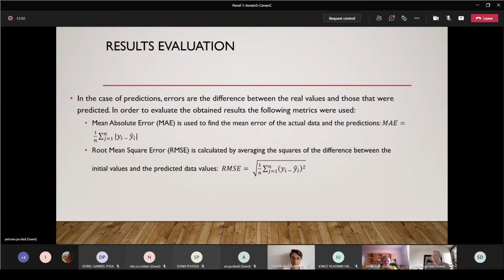Mean absolute error is used especially when we want to evaluate the mean of the error of the forecasting, and the root mean square error is used especially when we want to make sure that our predictions are presenting the correct value also when the data presents irregularities.